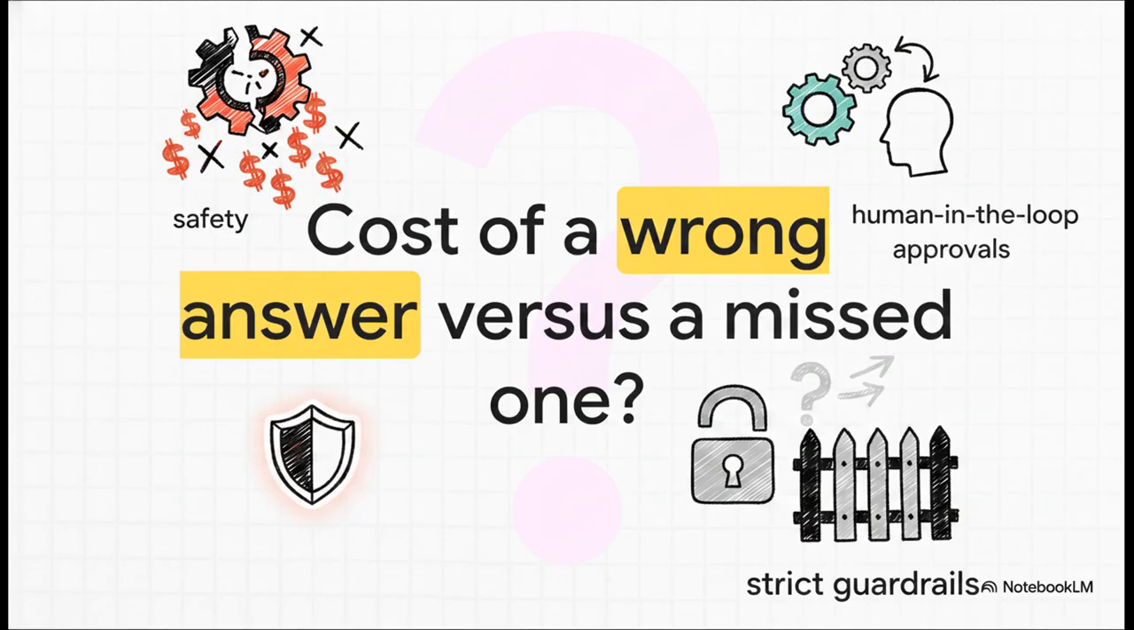Asking the right clarifying questions early on will completely reshape your entire design. For example, try asking, what is the cost of a wrong answer versus a missed one? If a hallucinated wrong answer could cost a company millions of dollars in liability, well, your entire architecture just pivoted. It now has to lean heavily towards safety, human-in-the-loop approvals, and incredibly strict guardrails.